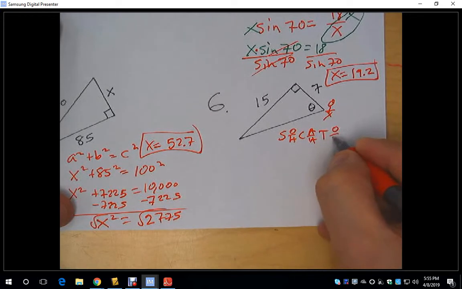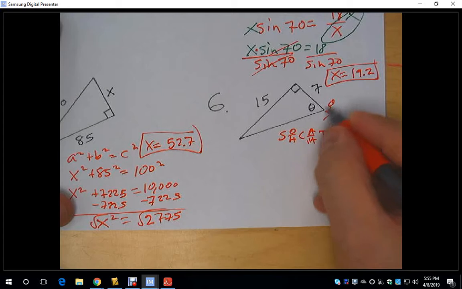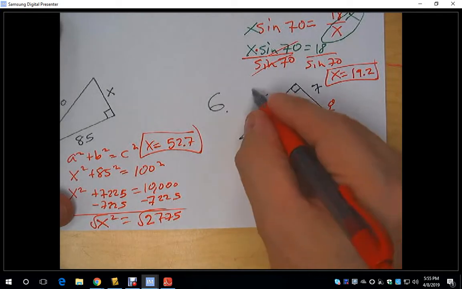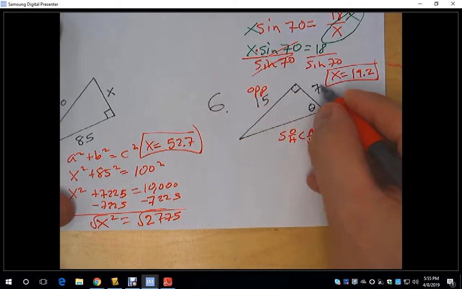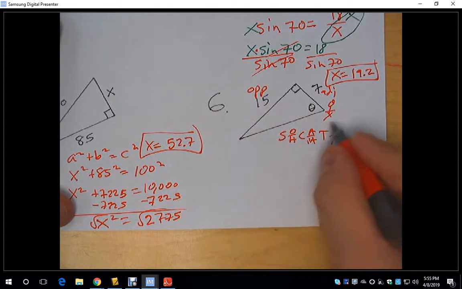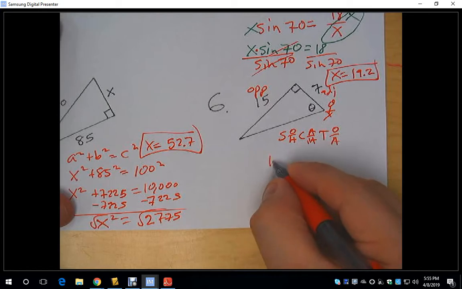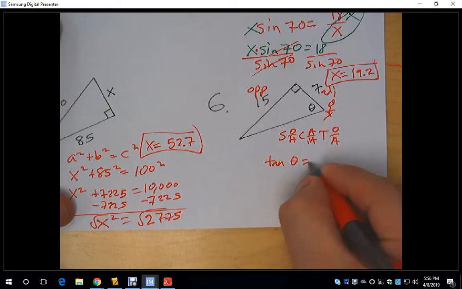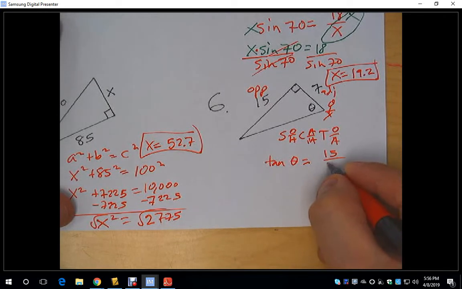Our trigonometric ratios again are what? SOH CAH TOA. And from my perspective here, the 15, that's my opposite side. And the 7, that's my adjacent side. So out of the choices here, I should use tangent. So I have tangent of our angle equals the opposite side over the adjacent side.